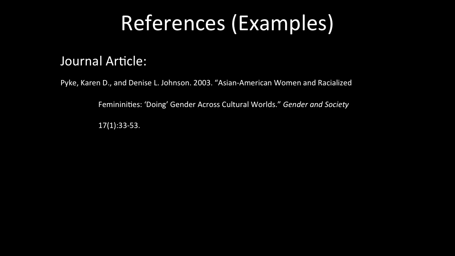To cite Pike and Johnson's article, it would look like this. Pike, Karen D., and Denise L. Johnson. 2003. Asian American Women and Racialized Femininities: Doing Gender across Cultural Worlds. Gender and Society 17(1): 33-53.